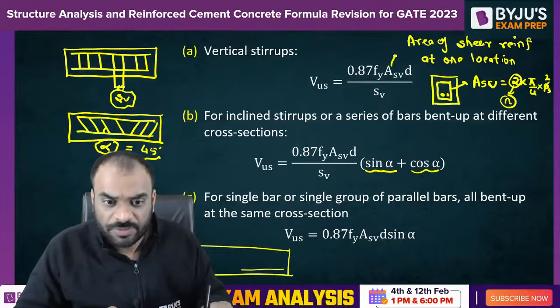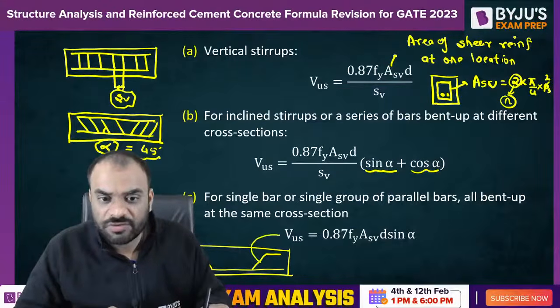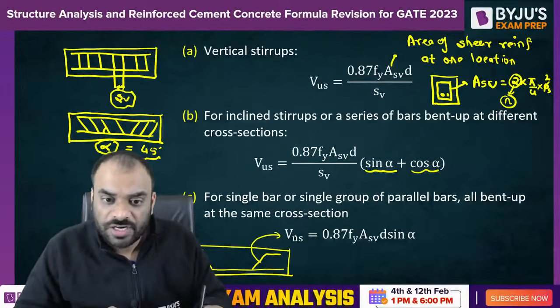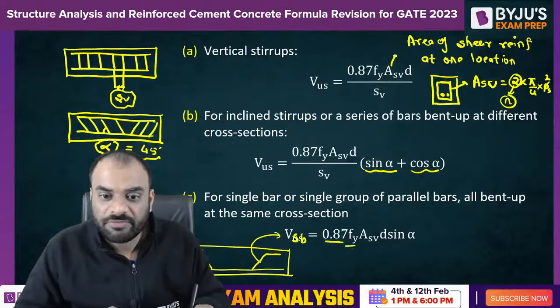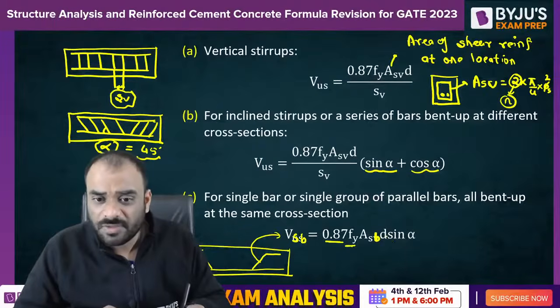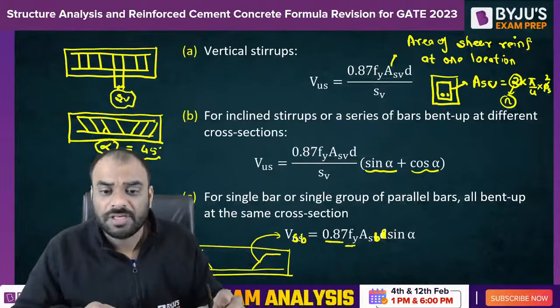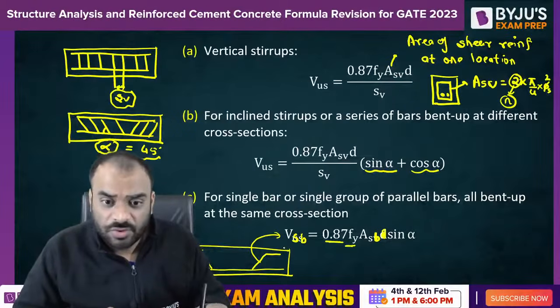Let us suppose this is our main reinforcement. At this location, if I bend it, right? So this should be our bent up bar. So what is the strength of this bent up bar? You can write here VSB. So it is 0.87 Fy into ASB, area of bent up bar, multiplied by sine alpha, right? Multiplied by sine alpha.